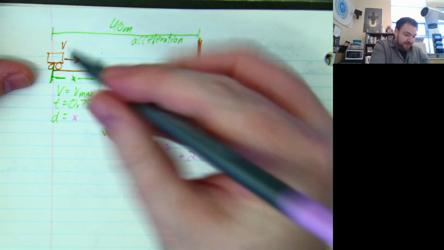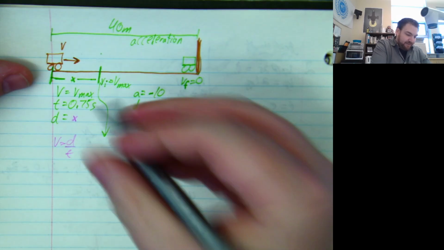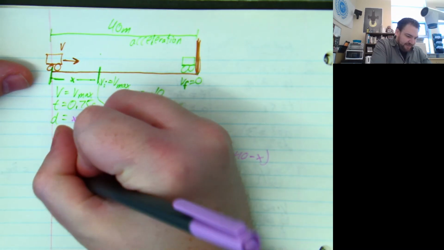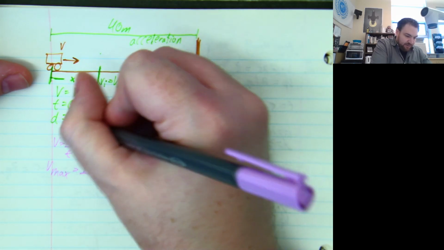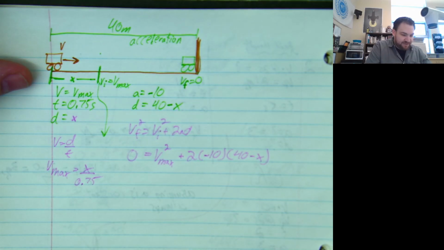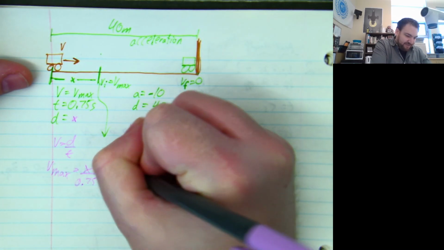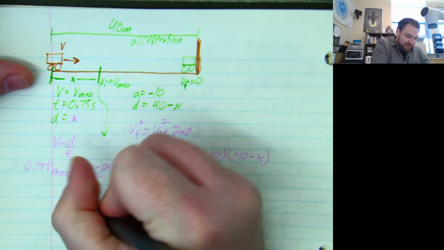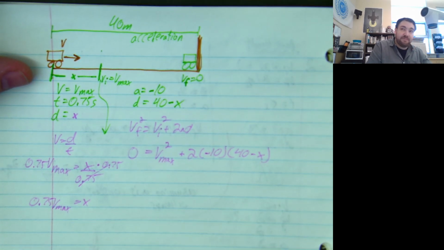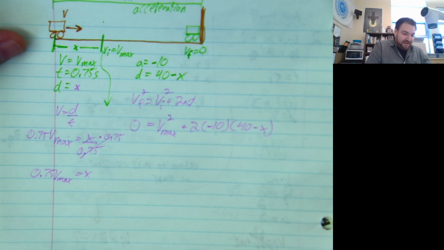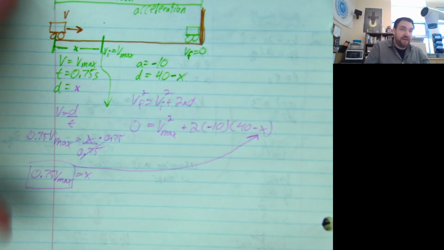So we've got v equals d over t that we can look at here. But I don't want that. Well, sure, let's use it. Vmax is equal to x divided by 0.75. So if I want to get x by itself to make this doable, I'm going to multiply both sides by 0.75. That's going to cancel, and I get x is going to be equal to 0.75 Vmax. And so that can be shoved in there.